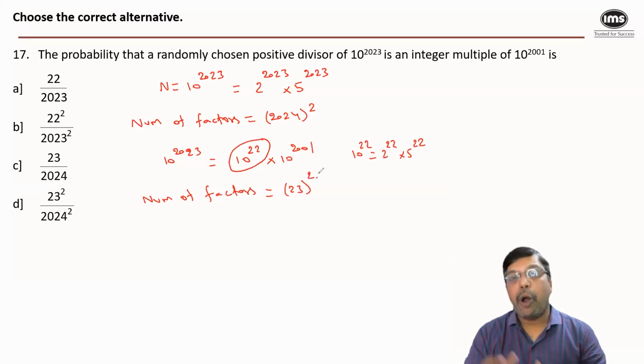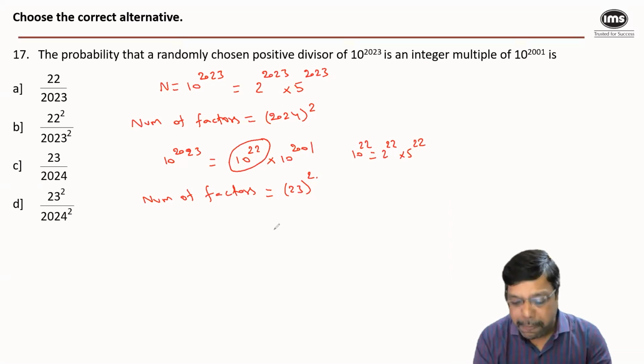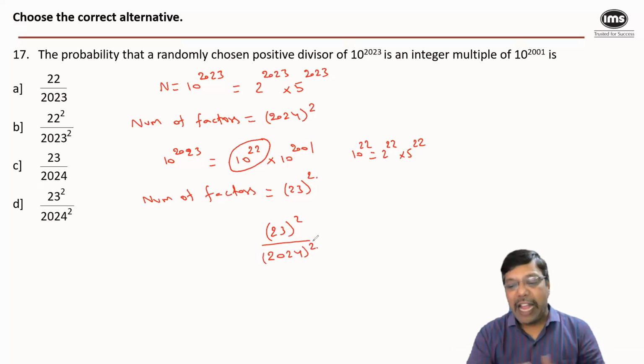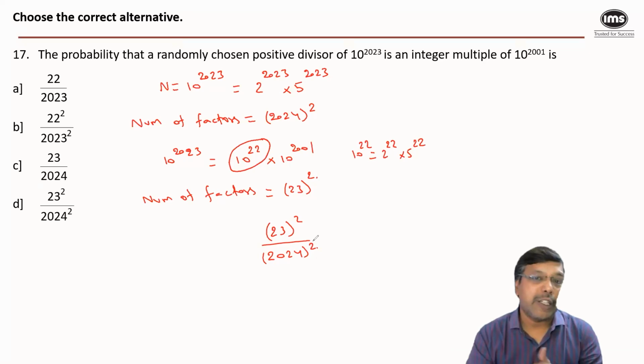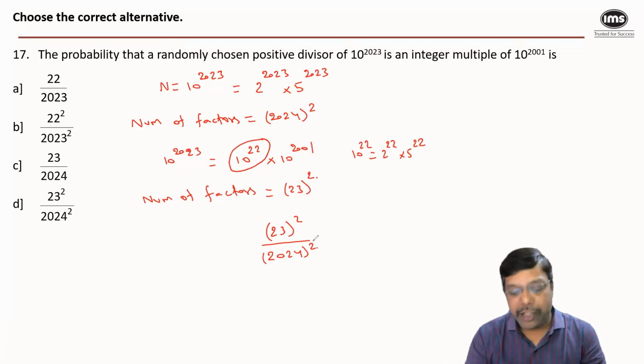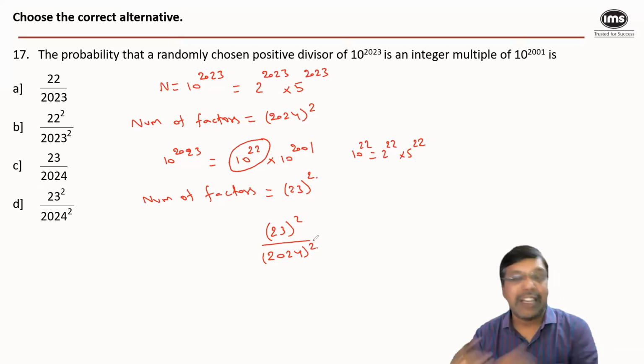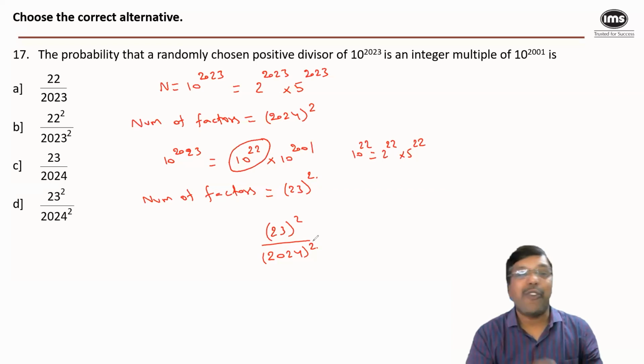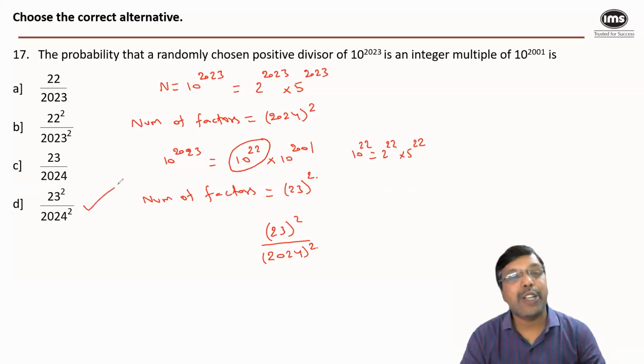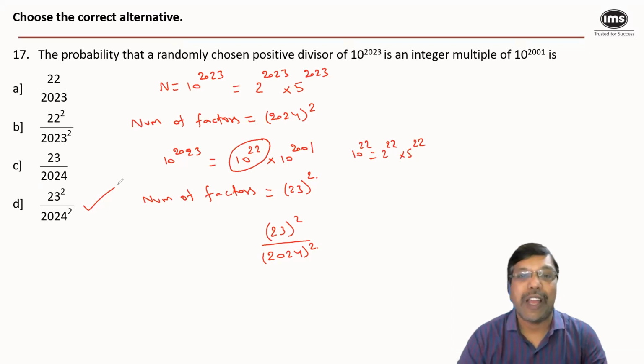So the probability that is being asked will be 23 square by 2024 whole square. So hence, the total number of factors for 10 power 2023 is 2024 square, out of which the number of factors which are integer multiples of 10 power 2001 is 23 square. Hence, the required probability is 23 square by 2024 whole square. Answer option D.